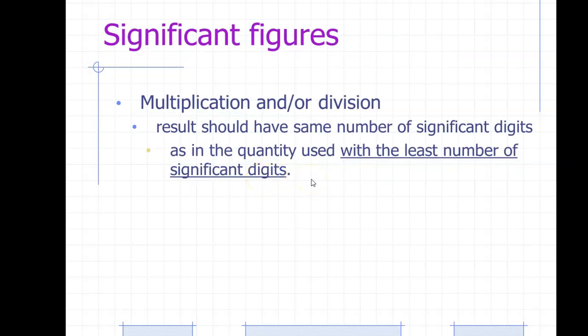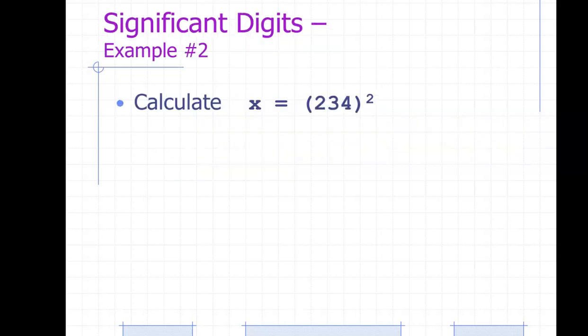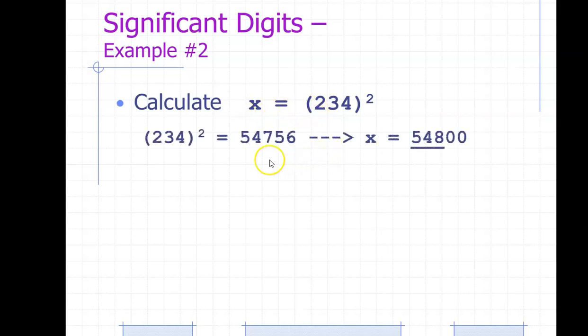Multiplication and division: the idea is you keep the number of digits that the smallest one has. So here's an example. Suppose I need to square 234. Then if I square it, I'll get that. And if I round it to 3, I would get that.